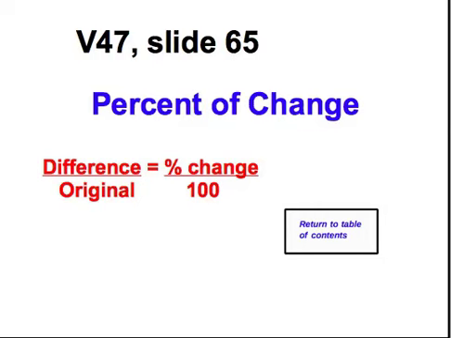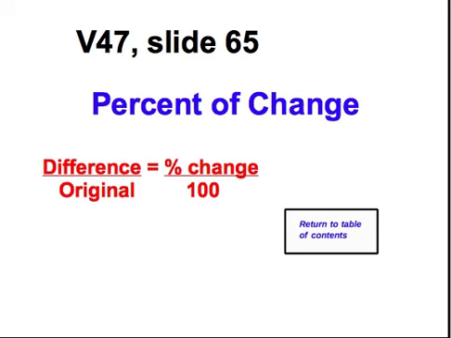V47 begins on slide 65 and covers the topic percent of change. Percent of change is modeled when you are shopping, for example, and you have a shirt that is marked at $50, and when you get to the register, you end up only paying $35 for it. The percent of change will show the sale markdown of the shirt. So from $50 to $35, what percent was the shirt marked off?